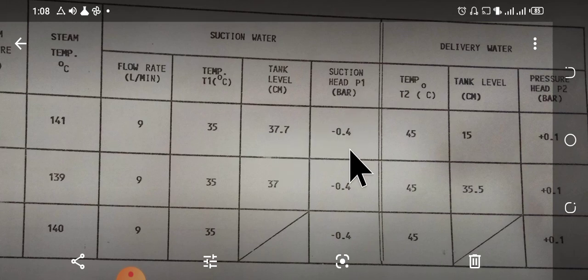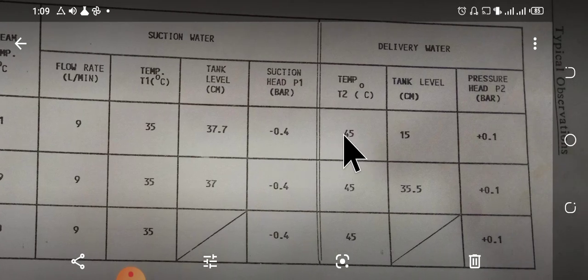In the suction we have a minus 0.4 pressure. You can also see the similar pressure in the video which I have shown in the recent video which I was playing. We have a minus 0.4 bar pressure. It is a suction pressure. The high velocity stream is producing vacuum, and the delivery temperature is 45, so the temperature increased from 35 to 45 with the mixture of steam.